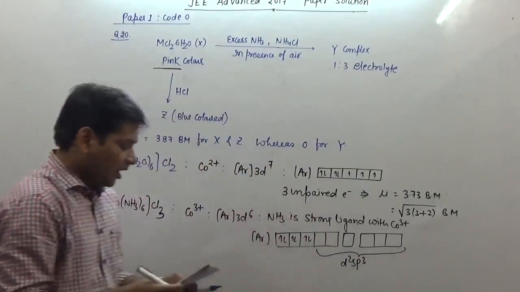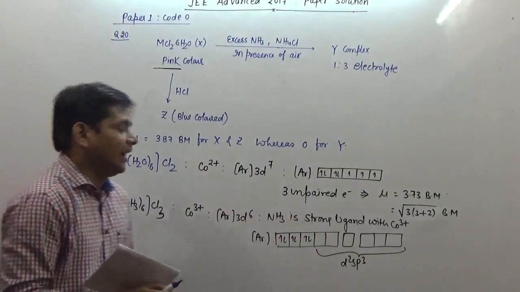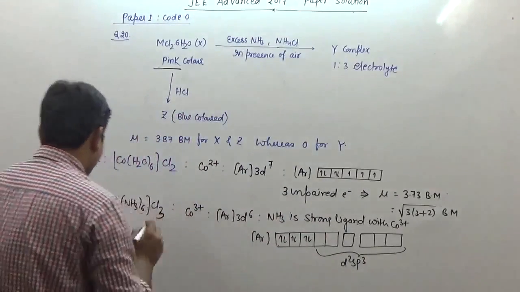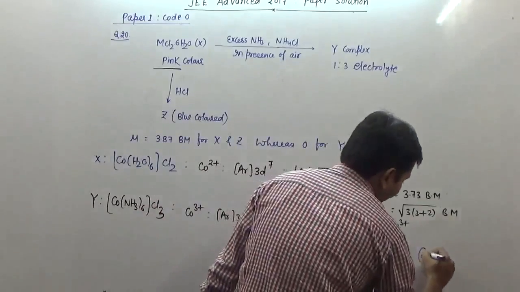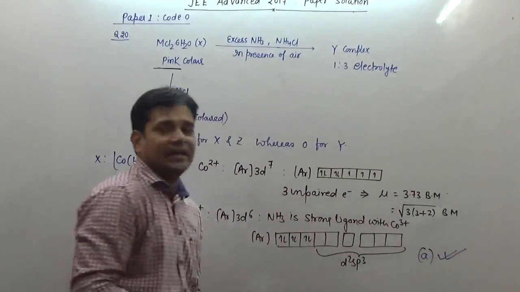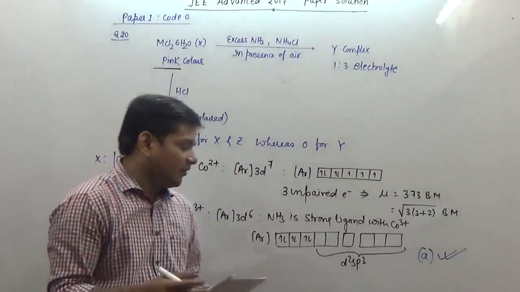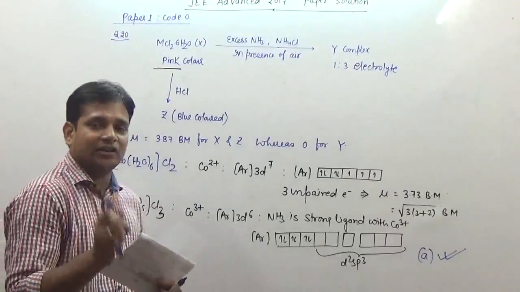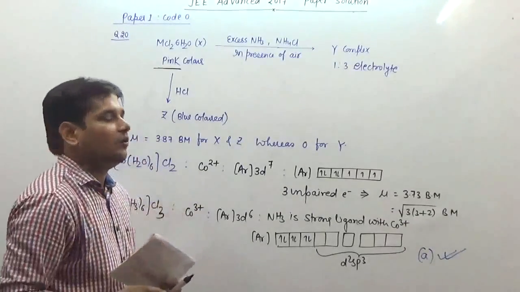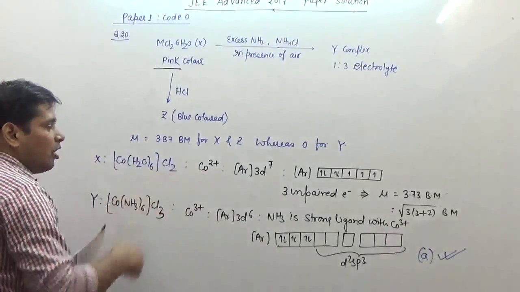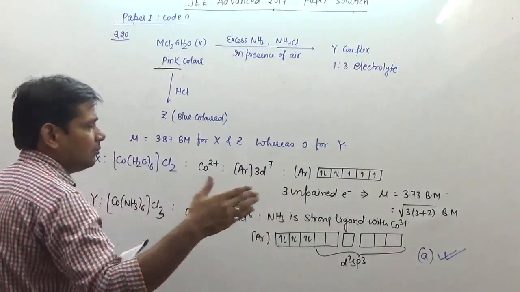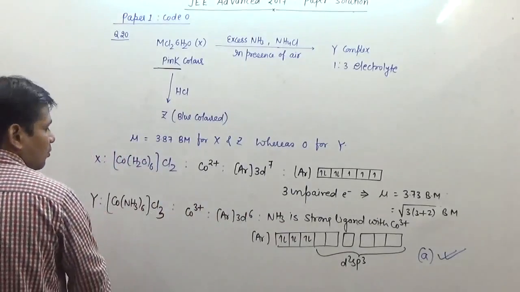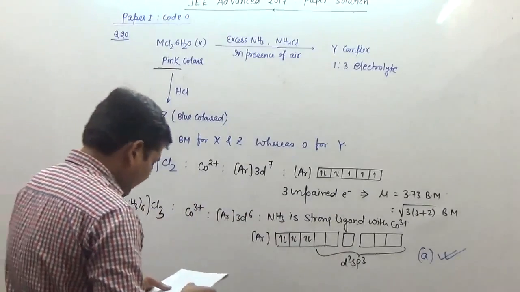This is the first part of the question. It says that Y has hybridization d2sp3. That is correct, so option A is correct, because it says that Y has hybridization d2sp3, which is correct. You must be knowing that NH3 is a strong ligand with cobalt 3+ and copper 2+ in the first row of the d block, that is the 3d series. So Y has d2sp3 hybridization.